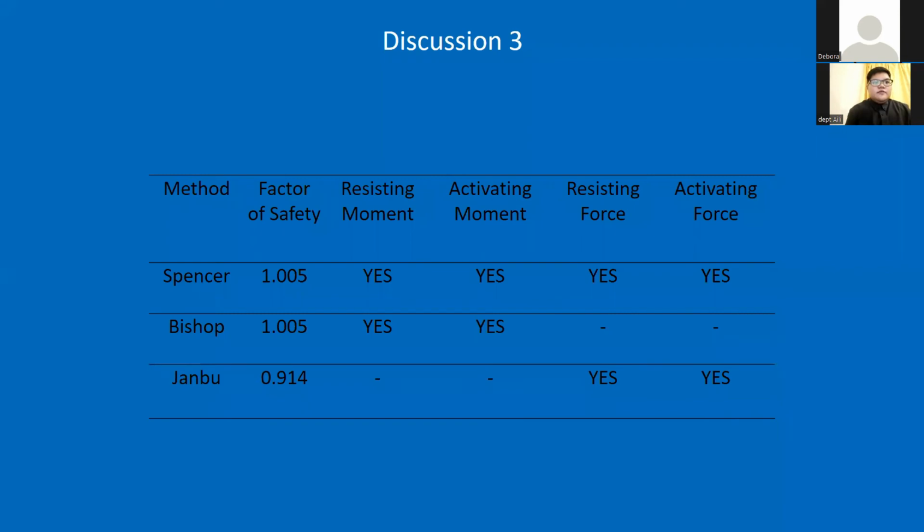For the Janbu method, only the resisting and activating forces react on the slope model, which caused instability due to the nature of the analysis method itself. And for Spencer, both moment and force of resisting and activating react at the same time on the slope model, which provides a more accurate result and a more stable slope. However, for the Bishop method, only the resisting and activating moments react on the slope. The nature of Bishop itself employs a trial and error method to determine the factor of safety, and therefore this method obtains a value corresponding with the Spencer method analysis that has been conducted.